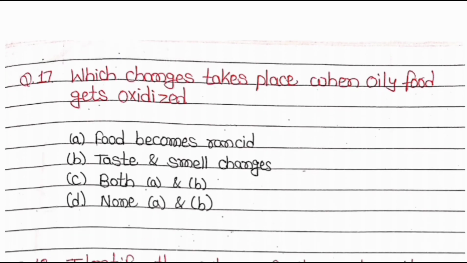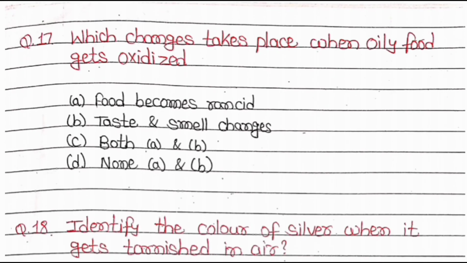Now question number 17. Which changes take place when oily food gets oxidized? When oily food gets oxidized, then the food becomes rancid, and due to rancidity, the taste and smell of the food changes. So options A and B are correct, and since option C is giving both A and B are correct, so option C is correct.